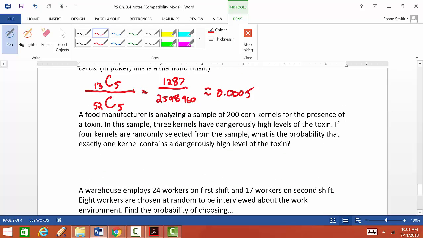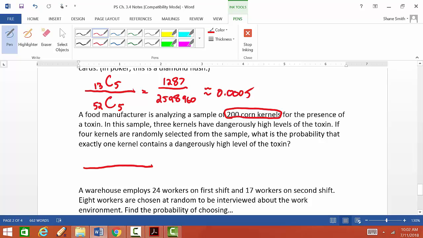Okay. Next one. A food manufacturer is analyzing a sample of 200 kernels for the presence of a toxin. In this sample, 3 kernels have dangerously high levels of the toxin. If 4 kernels are randomly selected from the sample, what is the probability that exactly 1 kernel contains a dangerous high level of the toxin? So again, it may look complicated, but just think about it. What is the denominator? Where it says we have 200 corn kernels, that's our total, like our 52 cards in the previous problem.